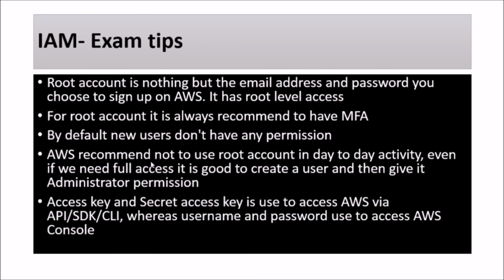Okay, so what next? Access key ID and secret access key are used to access AWS via API, SDK and CLI, whereas username and password are used to access the AWS console. Okay guys, this is also very important, that username and password can't be used to access API or CLI tools, and access key and secret access key can't be used to access the AWS console.